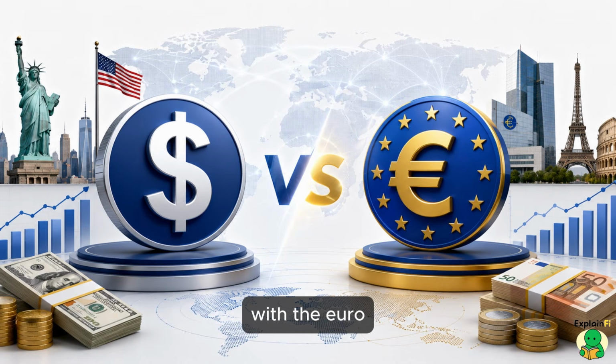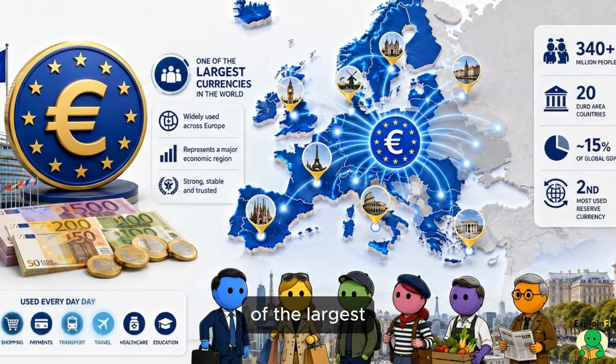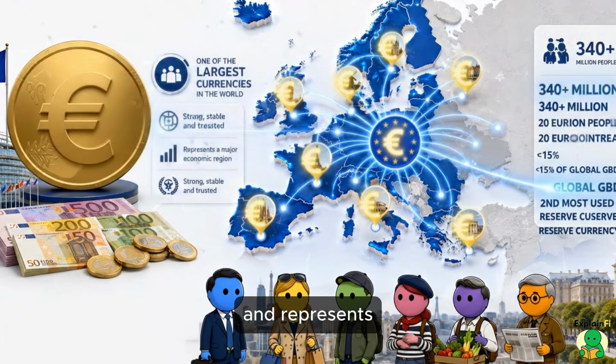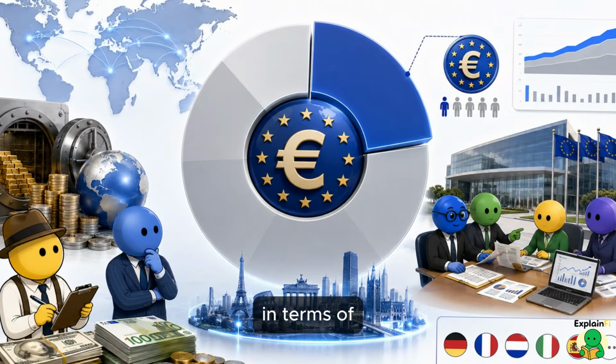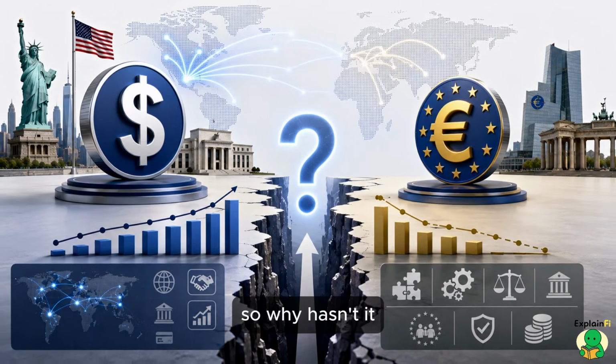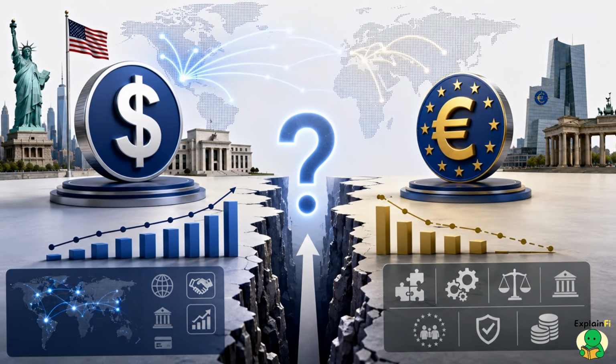Now let's compare the dollar with the euro. The euro is one of the largest currencies in the world. It is widely used across Europe and represents a major economic region. In terms of global reserves, the euro accounts for roughly 20%. So why hasn't it overtaken the dollar?